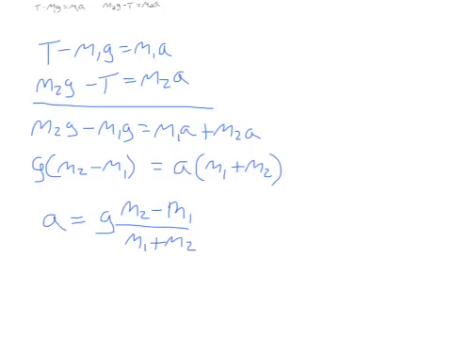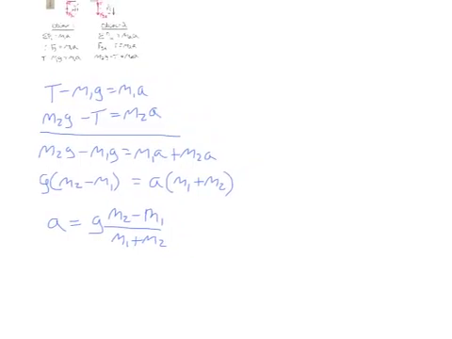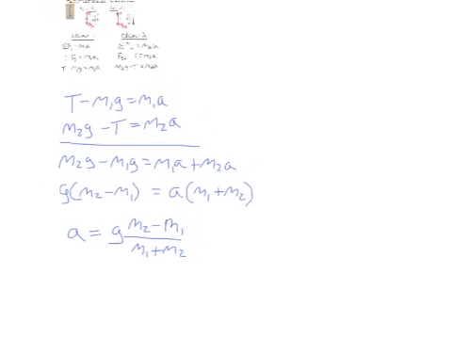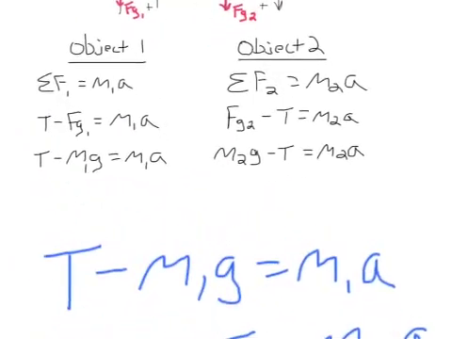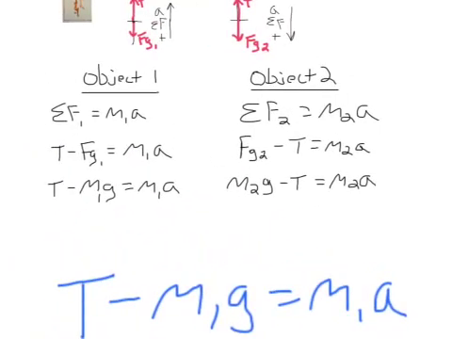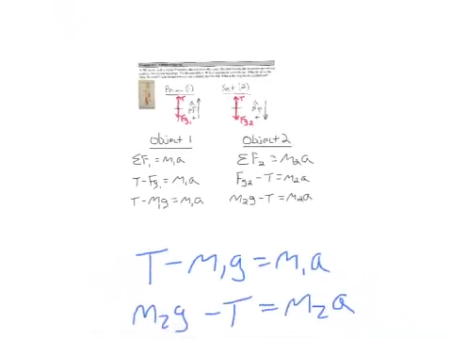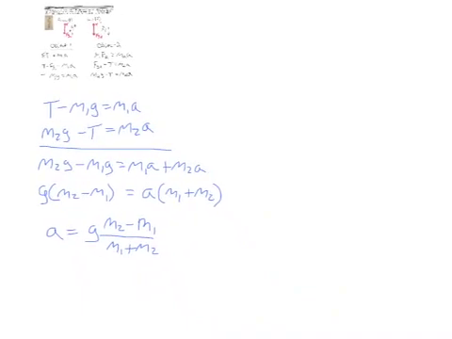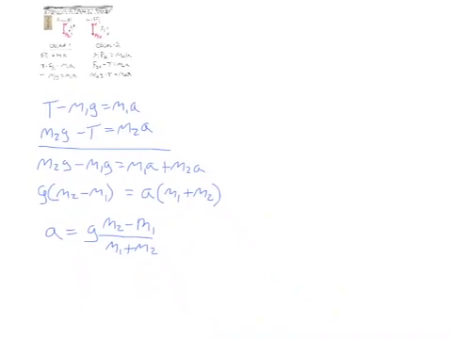So now let's look at the other method, the substitution method. Using the substitution method, we're going to look at our original two equations here, and we know that our tension is the same for both sides of this pulley system. So what we're going to do is solve first for one of these tensions and then substitute that tension into the other equation. Say, for example, I solve for the tension using object 2, I get M2A minus M2G.